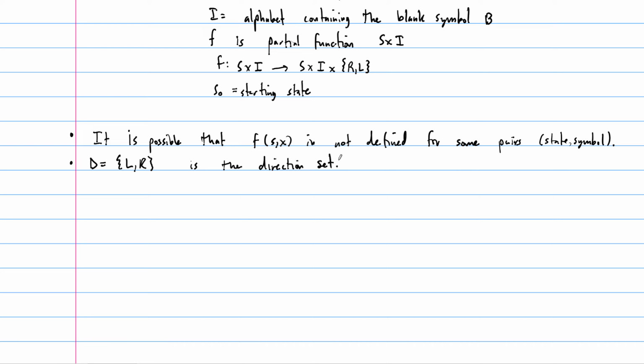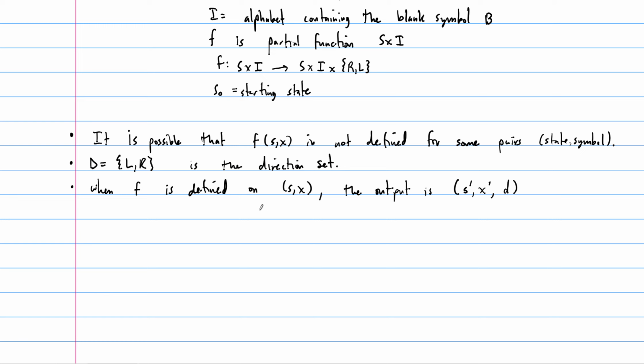So that's part of the output. Our transition function is always going to output a direction. All right. And so when f is defined, what is it going to look like? When f is defined on an input pair, in this case a state and symbol pair, S comma X, the output is an ordered triple that consists of a new state, a new input symbol, and then a direction, either L or R, but we'll represent that just by D for direction.